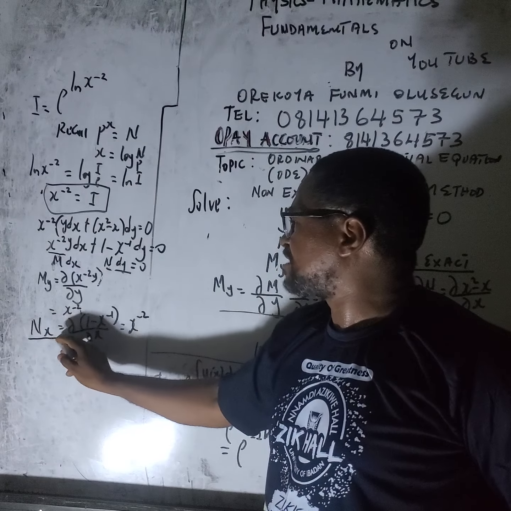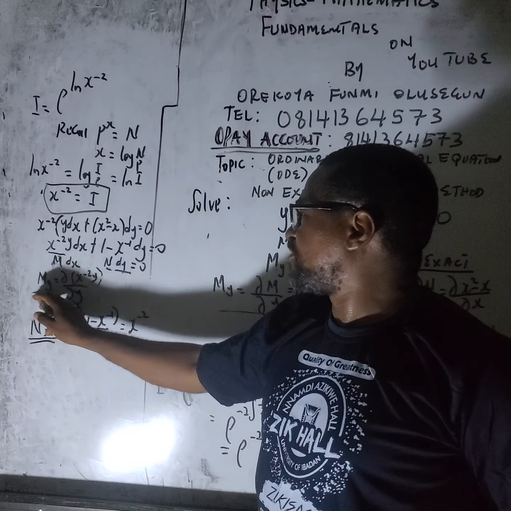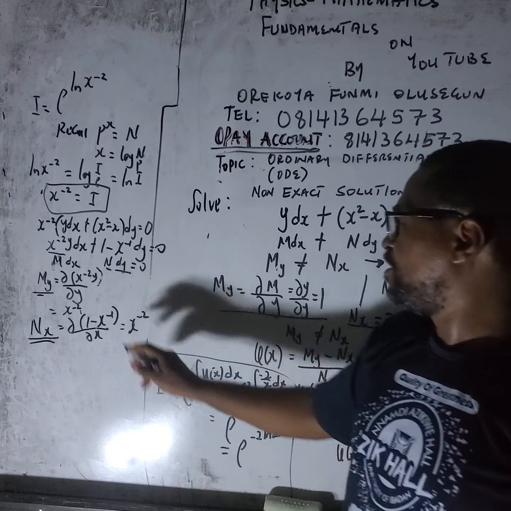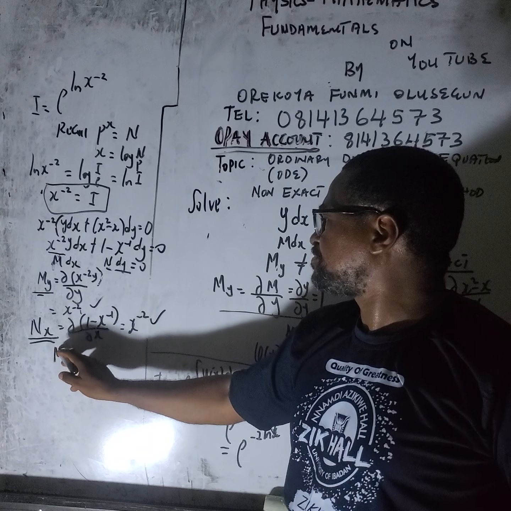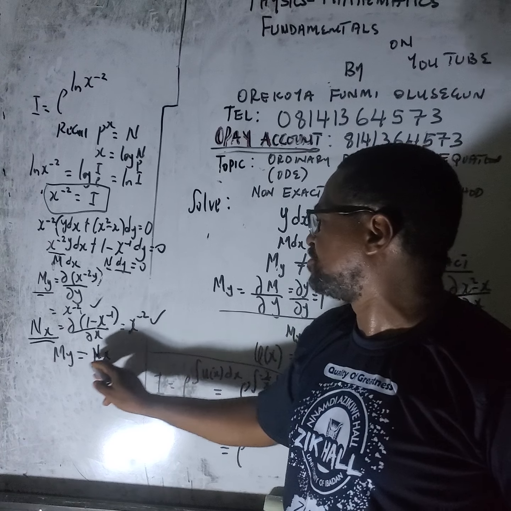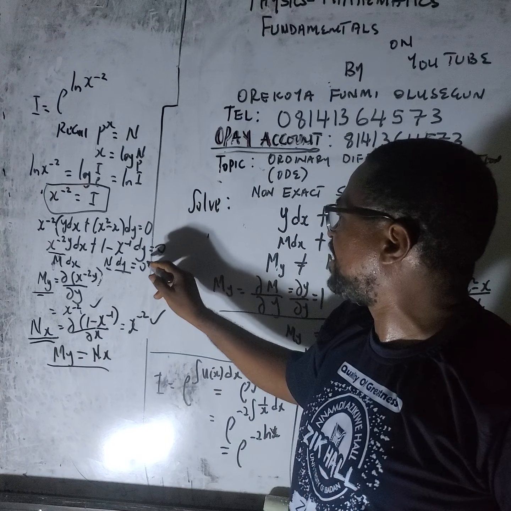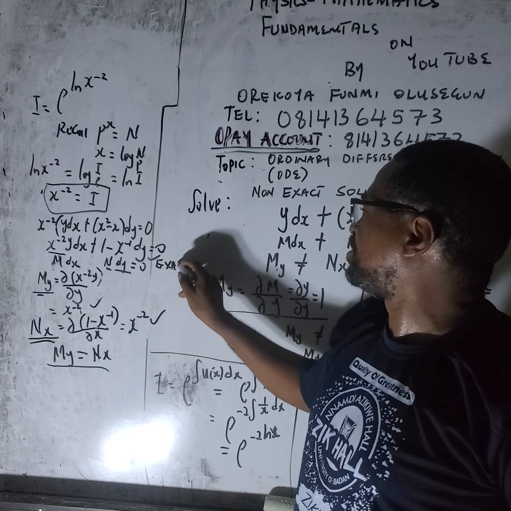We can see that the answer that we got for the derivative with respect to x and what we got for the derivative with respect to y, we got x raised to power minus 2 in each case. So these two now counterbalance this partial derivative with respect to x. Therefore, what we have here now is we can use the exact solution method to solve it.